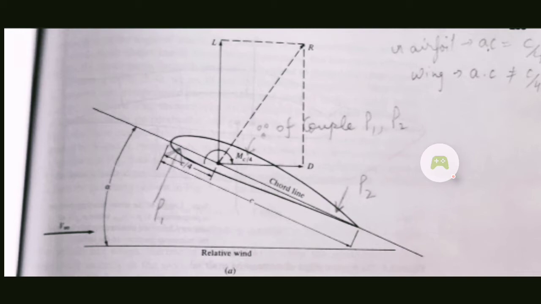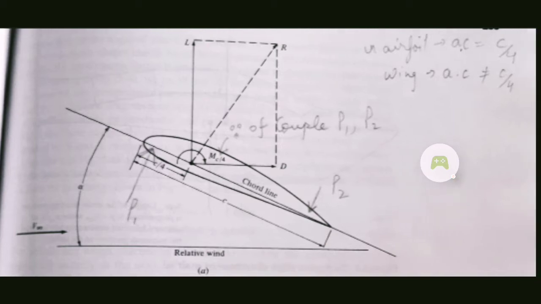In thin airfoils, it is assumed that the aerodynamic center is equal to the quarter chord point, or aerodynamic center is at quarter chord point. But in wings, aerodynamic center is not at quarter chord points. Okay, so we will be learning about this in depth in just a little while.